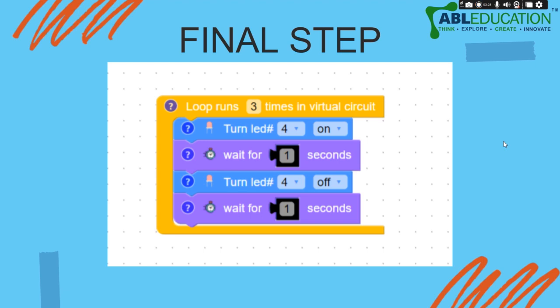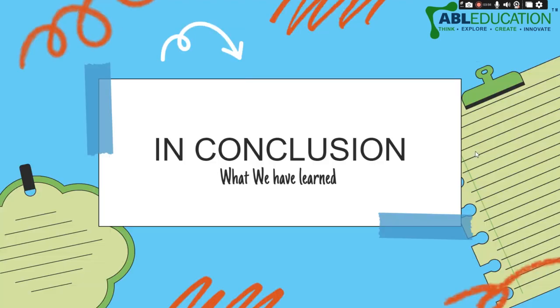In the third line, I have written turn LED 4 off, and then in the fourth line I have written wait for 1 second. That is, the LED is off for 1 second, and the loop then runs again. So the LED turns on, remains on for 1 second, turns off, remains off for 1 second. The loop repeats again: LED turns on, remains on for 1 second, turns off, remains off for 1 second. So this is how your loop is running. I hope I was pretty clear about this.